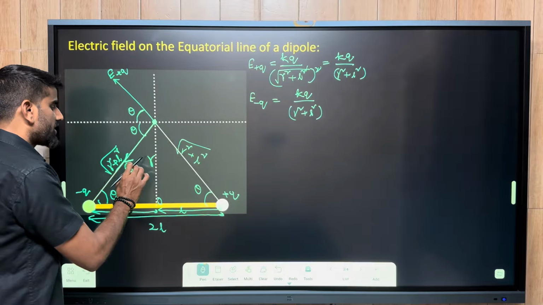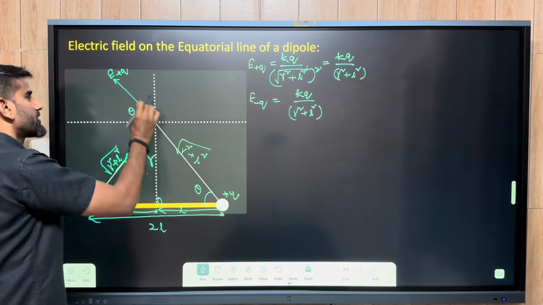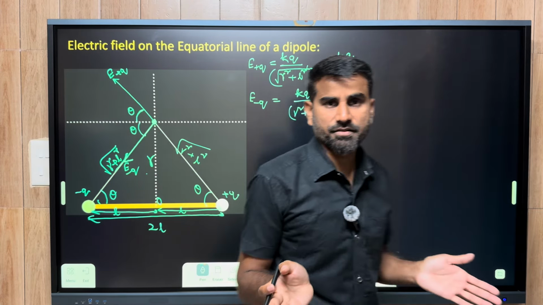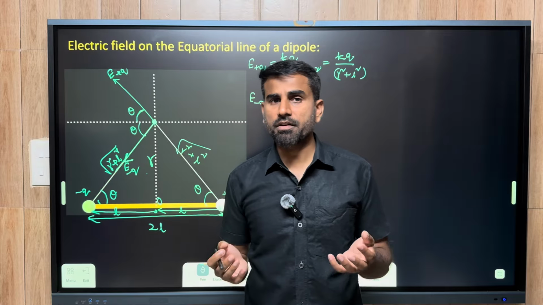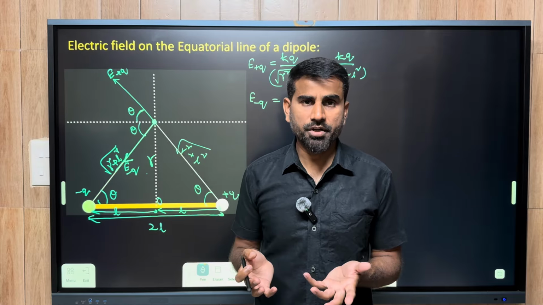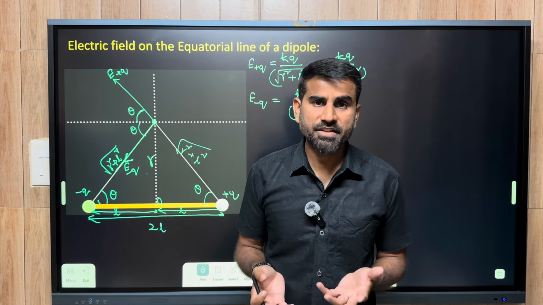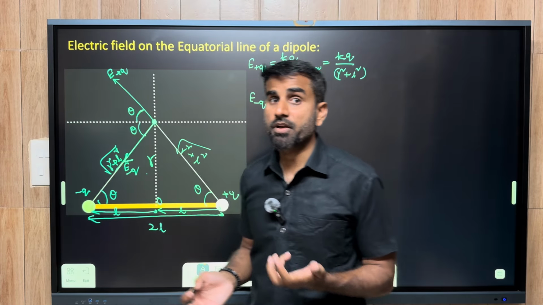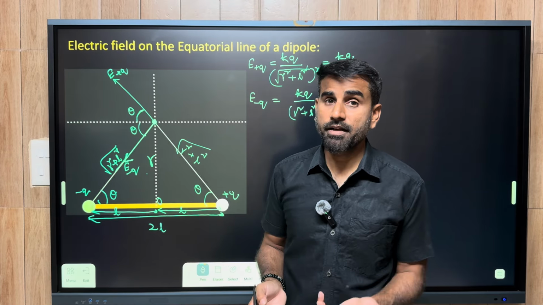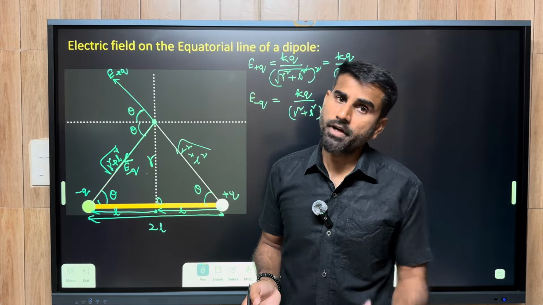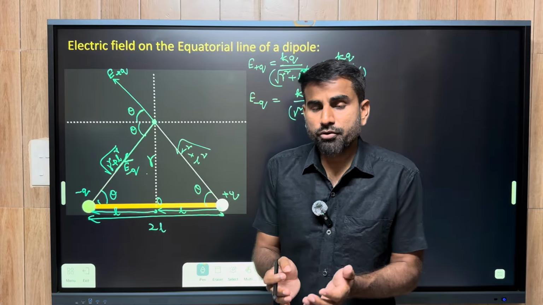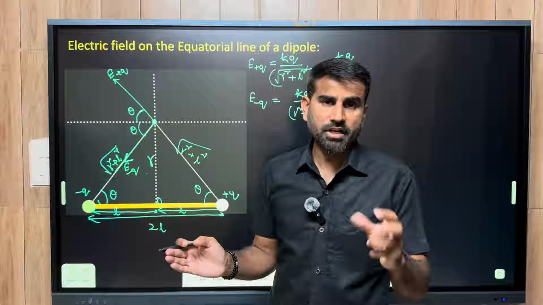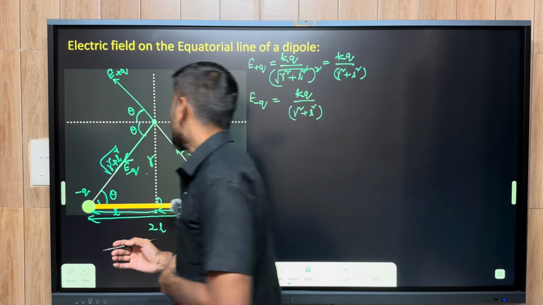Now electric field E minus Q is acting in this direction, E plus Q is acting in this direction. Two vectors are acting in different directions. So we need to resolve these two vectors into perpendicular components so that we can add them easily, right? Because electric field is a vector quantity, I cannot add electric fields directly, rather I can add them vectorially. To do so, I have to resolve the vectors into rectangular, perpendicular components.